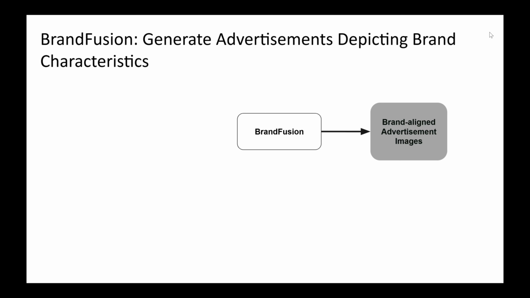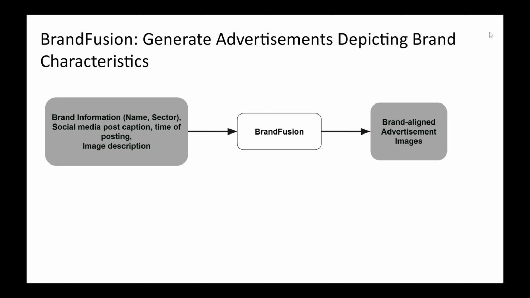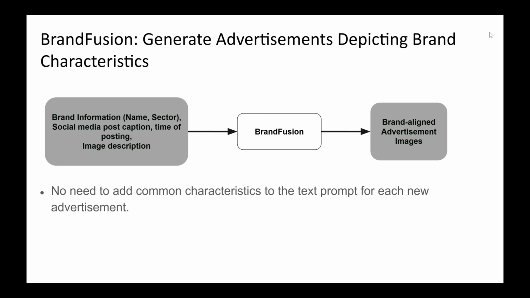Therefore, we propose BrandFusion, a framework which can generate promotional images for brands containing their visual identity using just the context, such as brand name, sector, social media post caption, time of posting, and image description, all in textual form. Such a model does not need the characteristics common across the brand, and having knowledge of multiple brands, it can be adapted to learn new brands belonging to the seen brand sectors efficiently with fewer images.